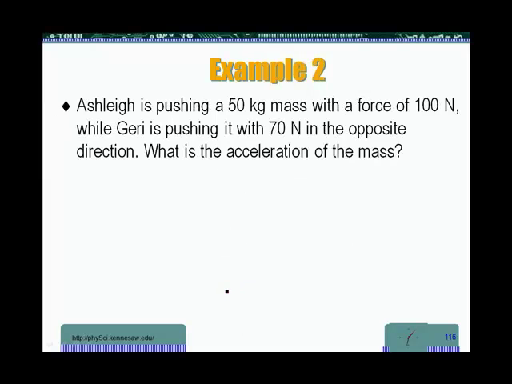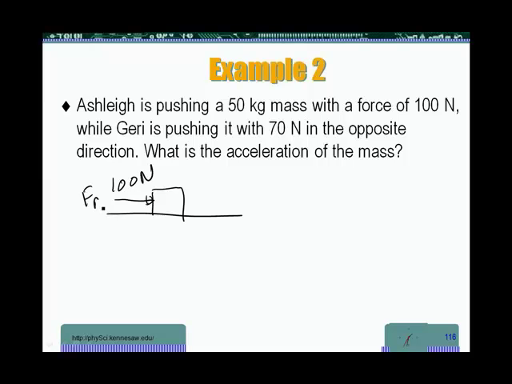Okay, next. Ashley is pushing a 50 kilogram mass with a force of 100 newtons, while Jerry is pushing it with 70 newtons in the opposite direction. What is the acceleration of the mass? Okay, here it's a little more complicated. So we have a 50 kilogram mass, and then we have Ashley pushing it this way with 100 newtons.